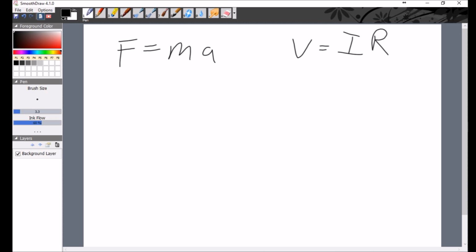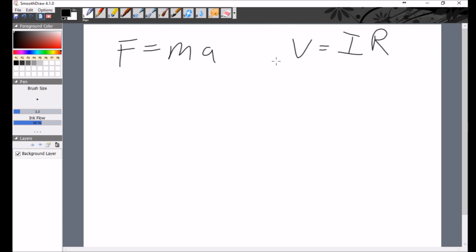But first, I wanted to talk about something that bothered me for a long time as a physics major. I've written up here the central equation for a Physics 1 class, F equals ma, good old Newton's second law, the constant mass version. And then over here, the central equation for a Physics 2 class dealing with circuits, V equals IR, Ohm's law.